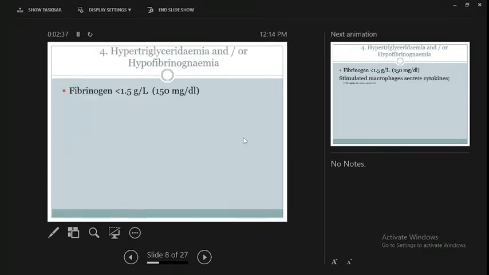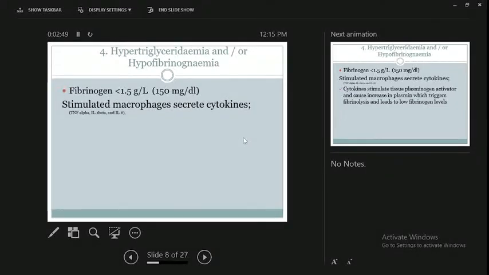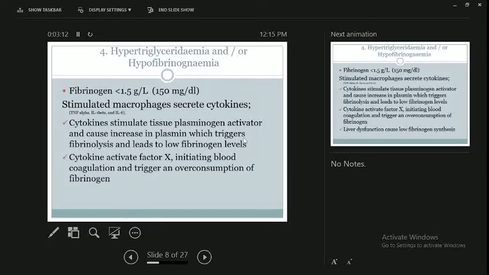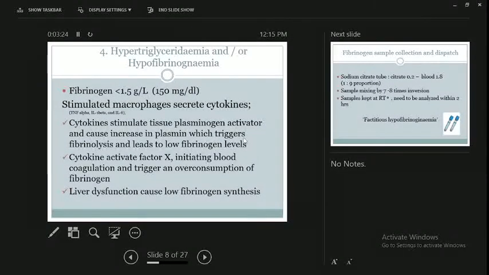Then the next criterion is hypertriglyceridemia and/or hypofibrinogenemia. Fibrinogen level should be less than 1.5 grams per liter. Why do we have hypofibrinogenemia in HLH? Stimulated macrophages secrete cytokines. These cytokines stimulate tissue plasminogen activator, which causes an increase in plasmin, and plasmin triggers fibrinolysis. This leads to low fibrinogen level. Then also cytokines activate factor 10, which initiates blood coagulation and triggers an overconsumption of fibrinogen. Then there can be liver dysfunction, because in HLH we can have multi-organ dysfunction. This causes low fibrinogen level.